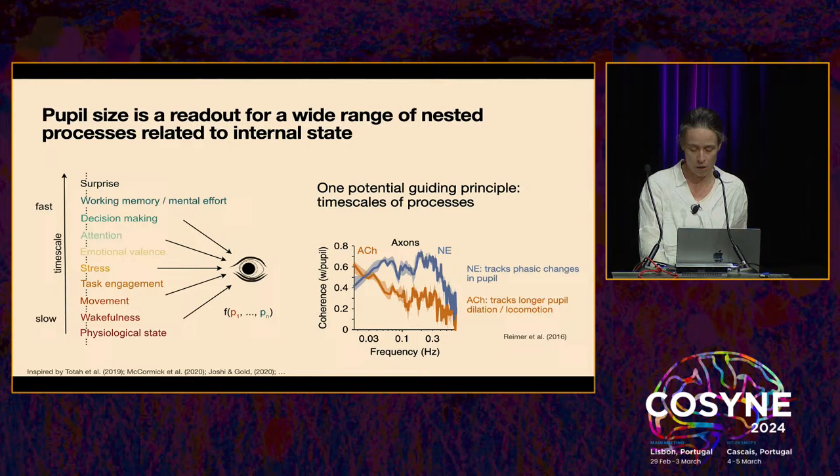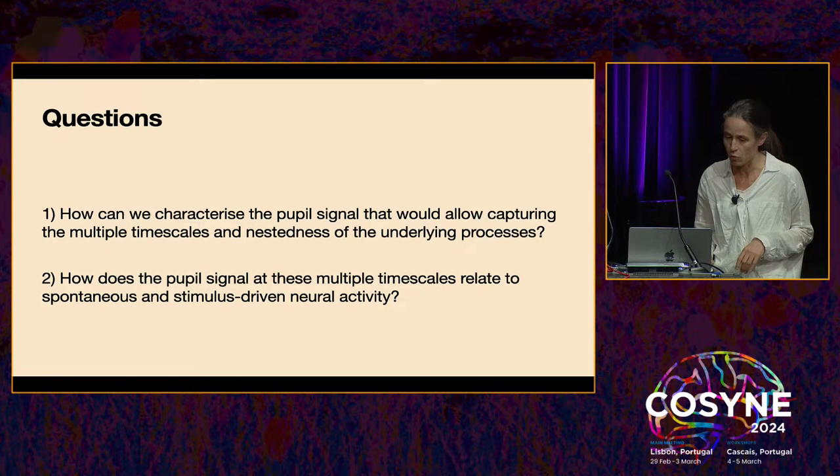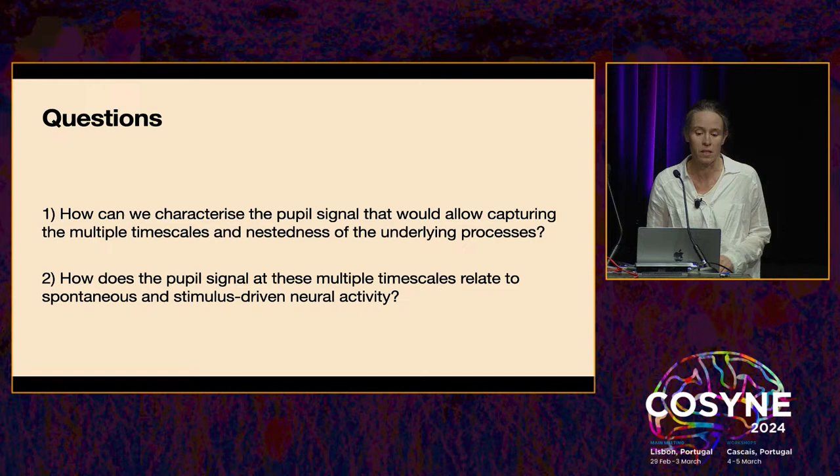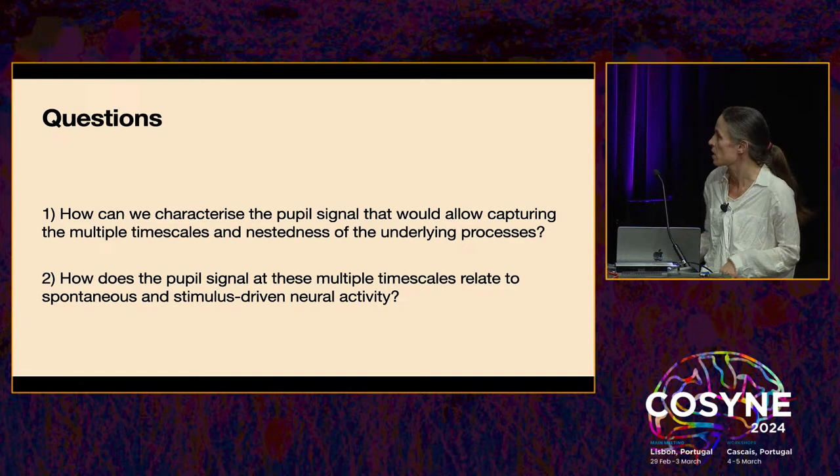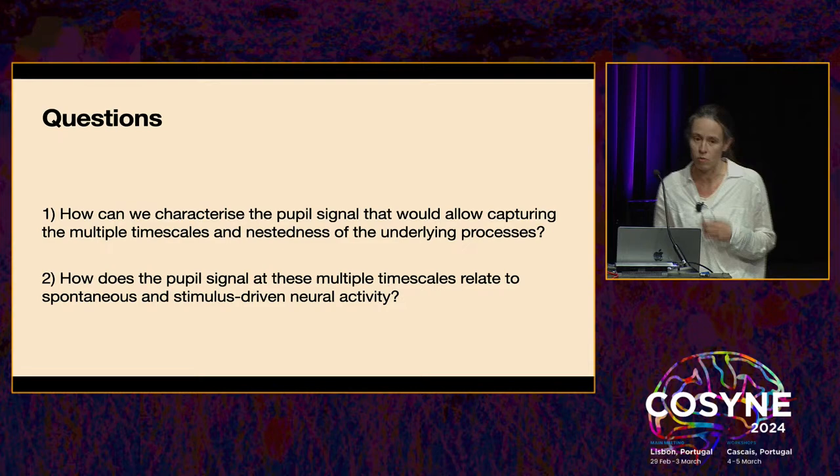All right, so the two questions that I want to address today are: how can we characterize the pupil signals in a way that allows capturing these multiple timescales and the nestedness of the underlying processes? And second, how does the pupil signal at all these different timescales relate to spontaneous and stimulus-driven neural activity?